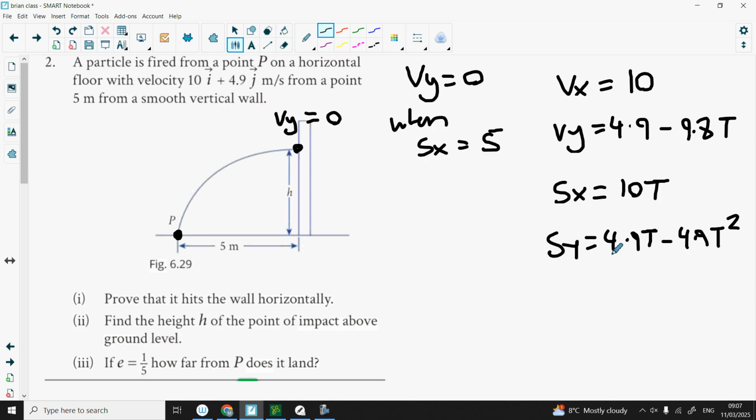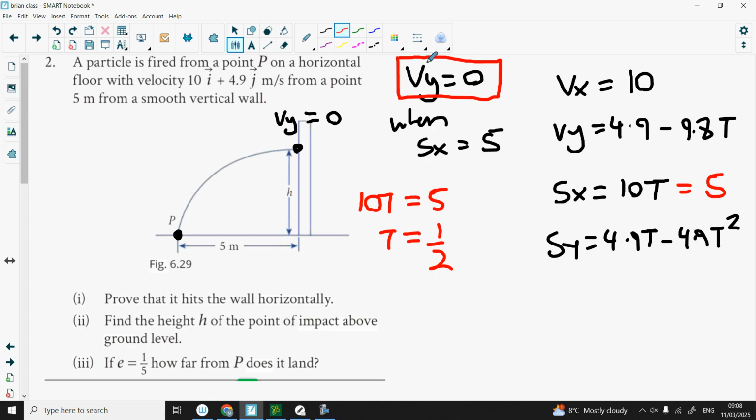Now, let's take the proof that it hits the wall horizontally. Well, what do we know about the Sx value? We know that 10t equals what? Equals 5, doesn't it? When it hits the wall, the Sx is 5. So what does that mean about t? Yeah, we got t equals a half straight off the bat. T equals a half. What's the goal of our question? To prove that Vy equals 0.